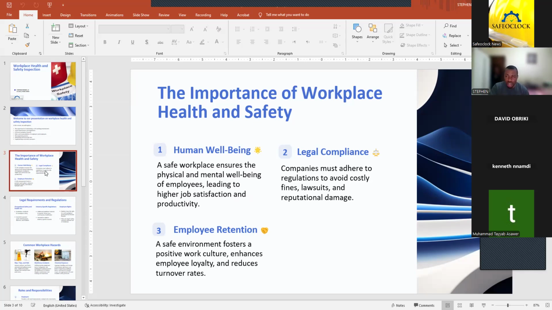So it is very imperative for us to encourage our organization to get involved, and to advise those within the management who need to be advised on the importance of health and safety inspection.